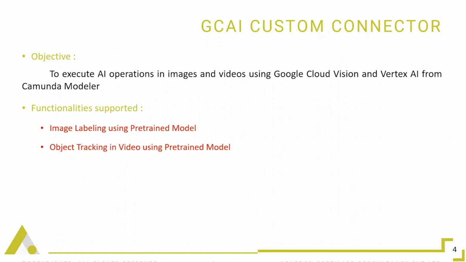In this video, we have seen the demonstration of image labeling and object tracking in a video using the Google Cloud AI custom connector. Please stay tuned for more videos like this and take a look at the description to get to know more about this.